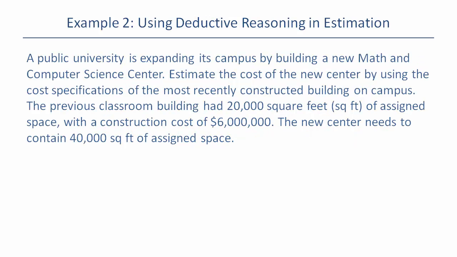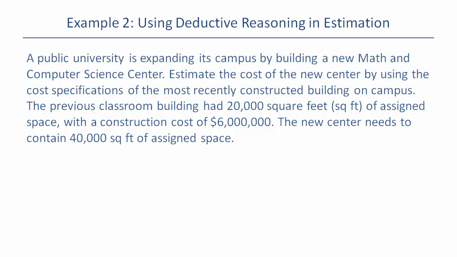All right, a second example, where we can use some deductive reasoning in our estimation. We've got a public university that is expanding its campus by building a new math and computer science center. They want to estimate the cost of the new center by using the cost specifications of the most recently constructed building on campus. The previous classroom building had 20,000 square feet of assigned space with a construction cost of $6 million. The new center needs to contain 40,000 square feet of assigned space.